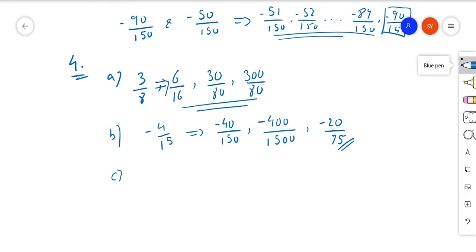C is minus 3 upon minus 5. Again I can multiply it by 10, I can multiply it by 2. Whatever I multiply with the numerator, the same I have to multiply with the denominator. So 3 2s are 6, 5 2s are 10. I can multiply it with 100, so it will become 300 upon 500.